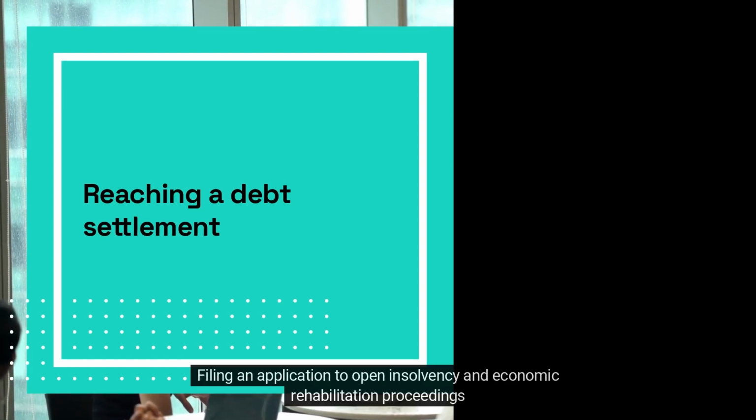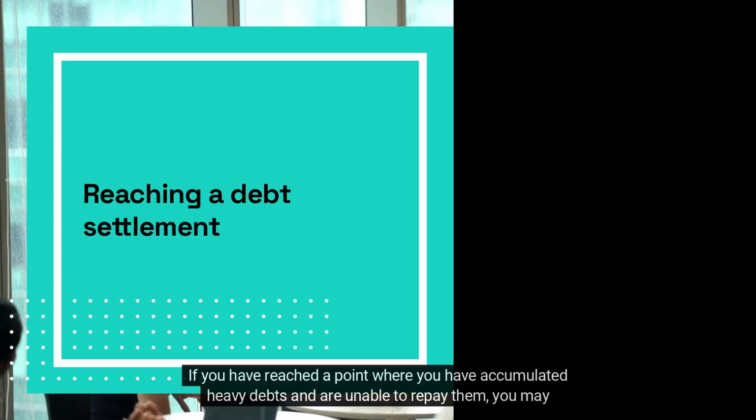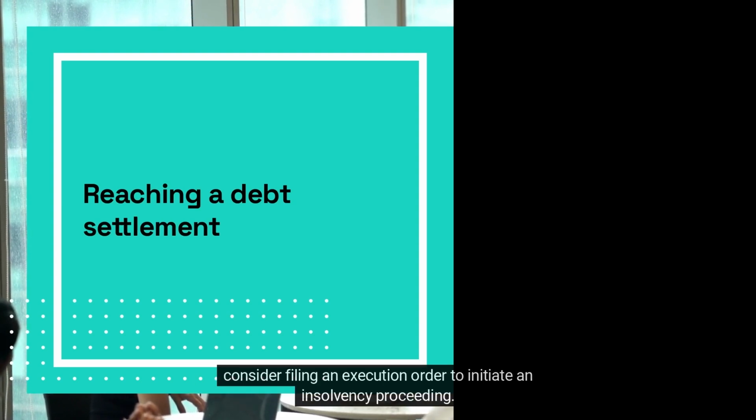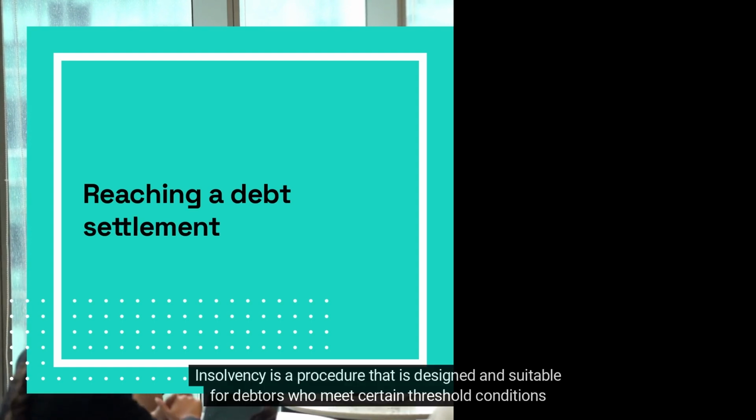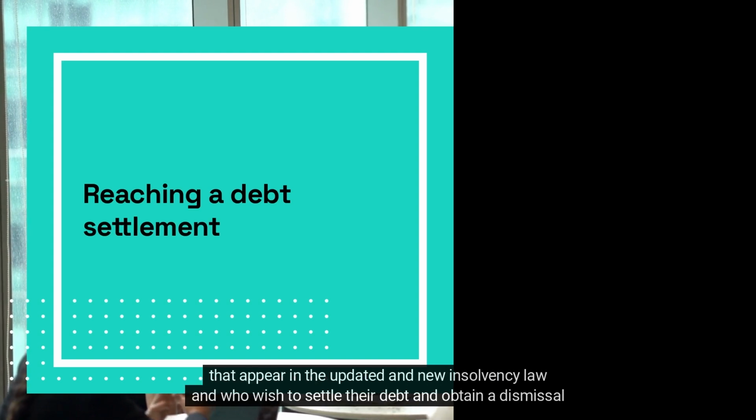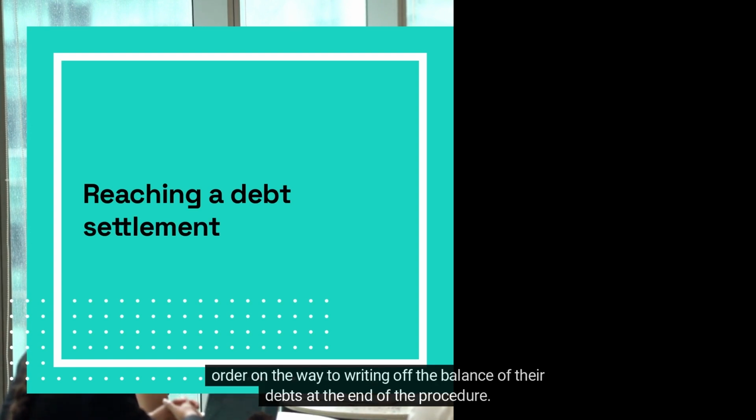Filing an application to open insolvency and economic rehabilitation proceedings. If you have reached a point where you have accumulated heavy debts and are unable to repay them, you may consider filing an execution order to initiate an insolvency proceeding. Insolvency is a procedure that is designed and suitable for debtors who meet certain threshold conditions that appear in the updated and new insolvency law, and who wish to settle their debt and obtain a dismissal order on the way to writing off the balance of their debts at the end of the procedure.